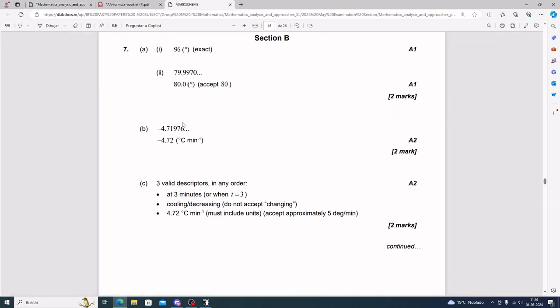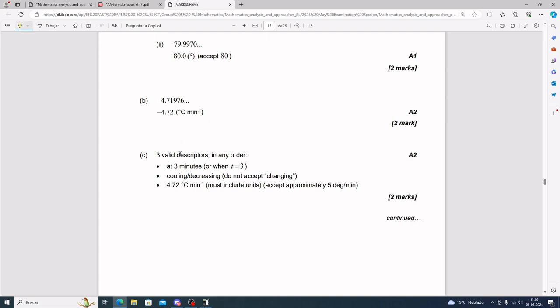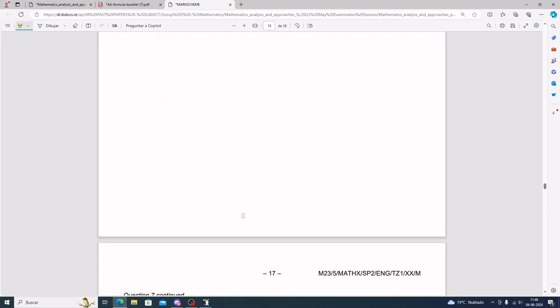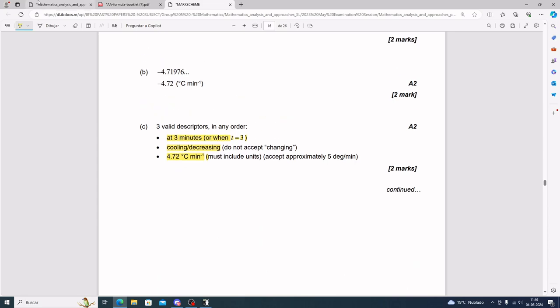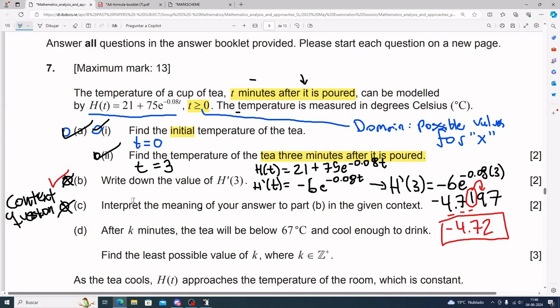If you look at the mark scheme, look at this. Here it says you can talk about it cooling or decreasing. You can talk about it at 3 minutes. It means something, right? And only here do you actually put the answer for part B. All right. And so there's a lot of different ways to answer part C. And my point is that because it's a context question, you actually don't need the answer from part B.